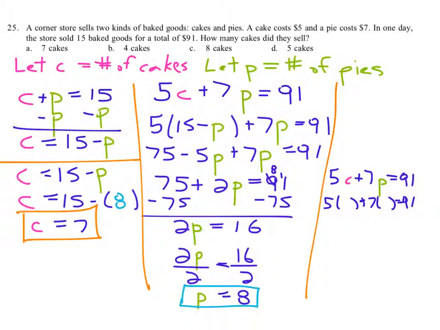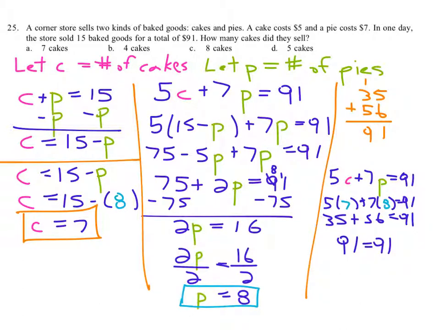And then let's plug in the numbers that we believe that we've got. We've got C is equal to 7, P is equal to 8. And let's do the math here. 5 times 7 is 35, plus 7 times 8 is 56, equals 91. I'm going to do my little math problem up top here just to verify it. 35 plus 56 equals 1, carry the 1, 8, 9, 91. So then we've got 91 equals 91. And that checks out.